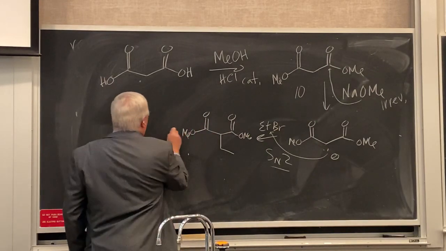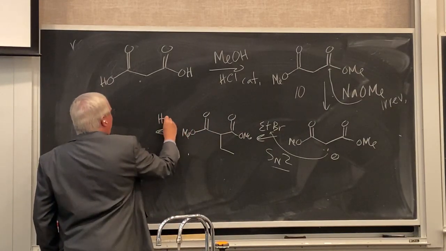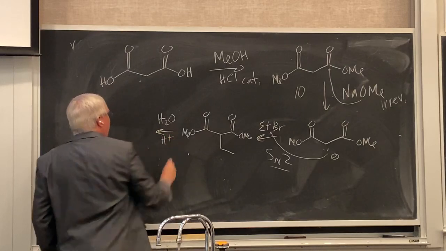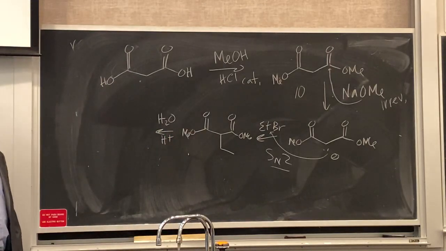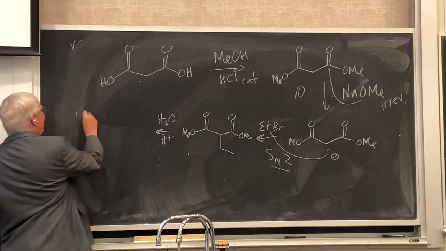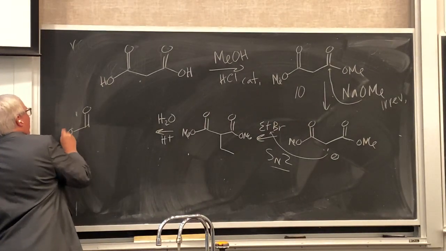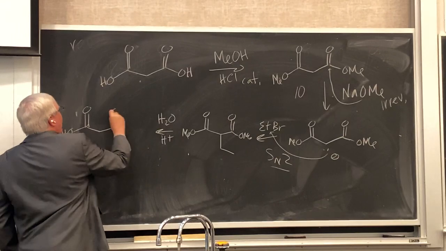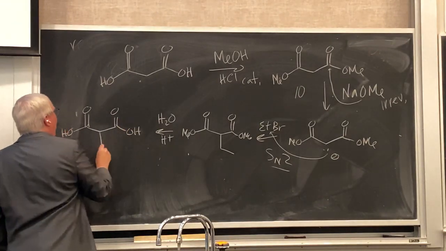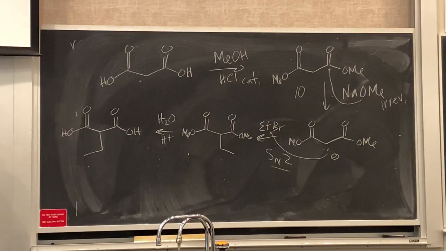And now the good alkylation event. And now let's treat with water and acid. Oh, we're doing another chapter 22 reaction, right? We're hydrolyzing the esters. And what's the hydrolysis product? Yeah, back to the malonic acid. Okay. So we form the acid.